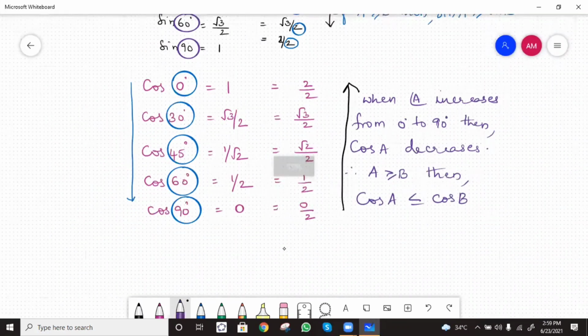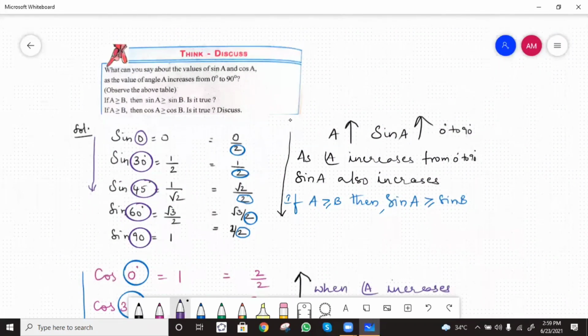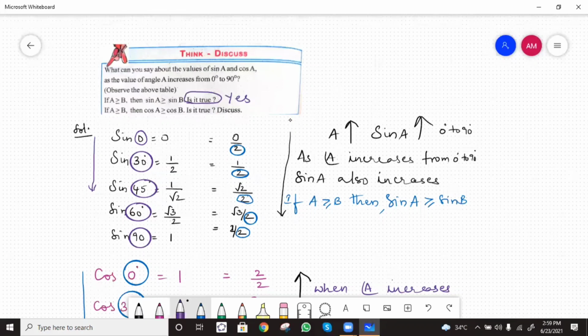So we say that sine is an increasing function, cos is a decreasing function. So what's the answer for this? Is it true or false? For sine, this is true. And what about for cos?